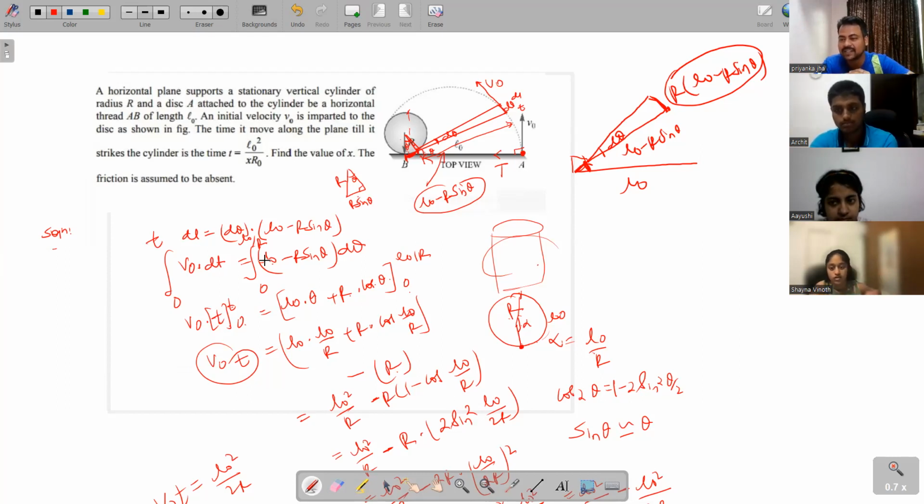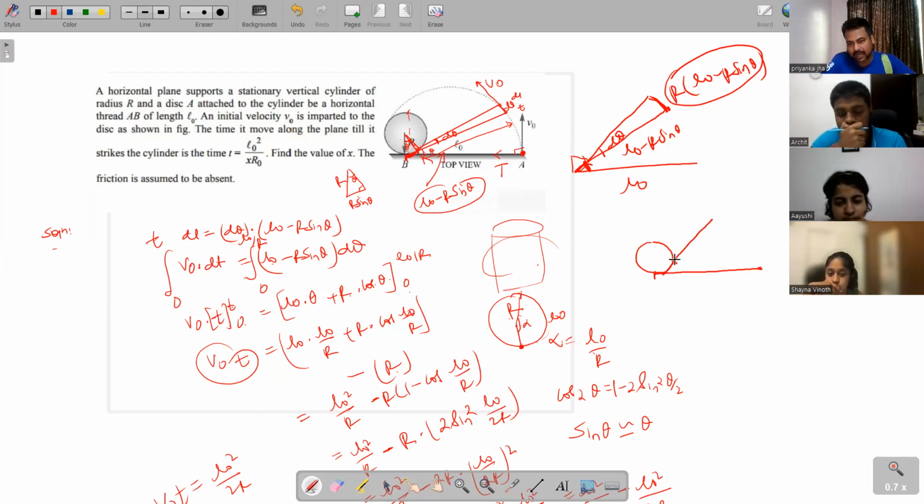I don't understand one part. How did we get L naught minus r sine theta? See, this is the cylinder. Here it is, this length is like this. Now after some time, when this length will be like this, you can see that this part of the rope will get wrapped on the cylinder. I'm talking about a very small time, dt time. So in dt time, this will be a straight line only.